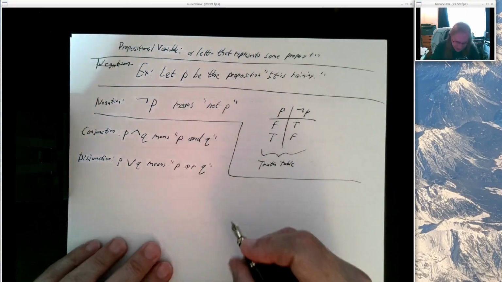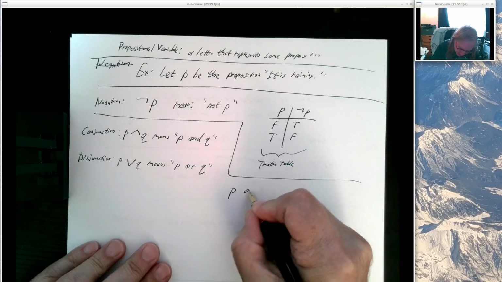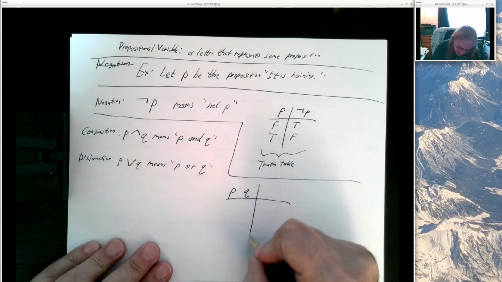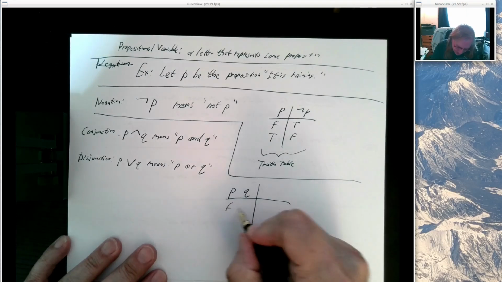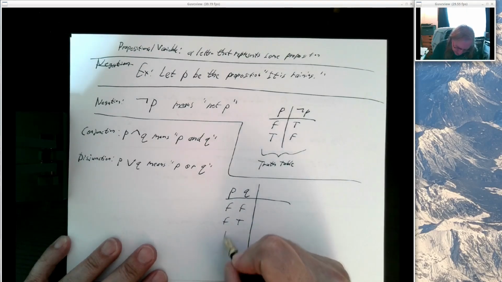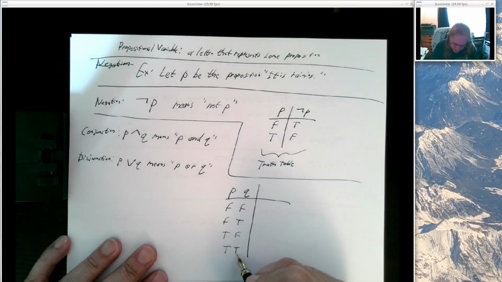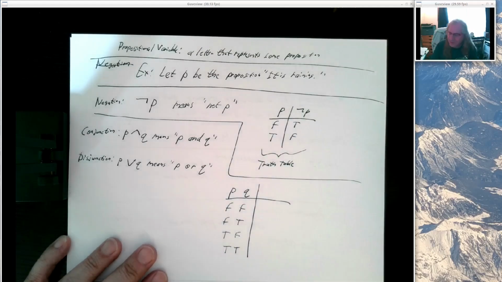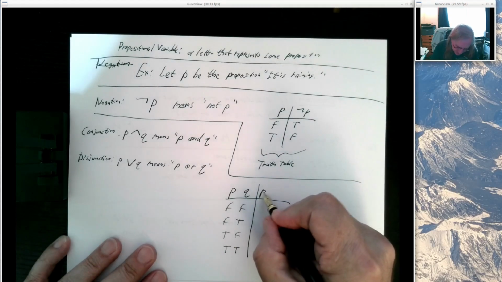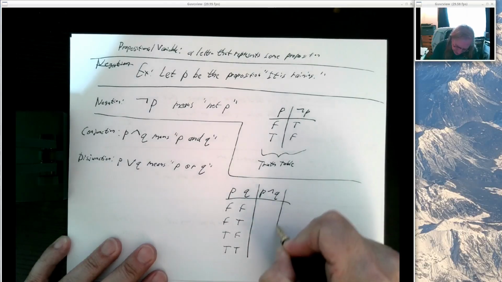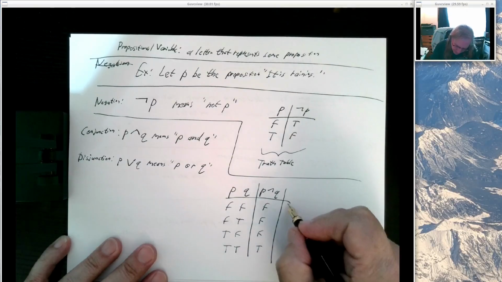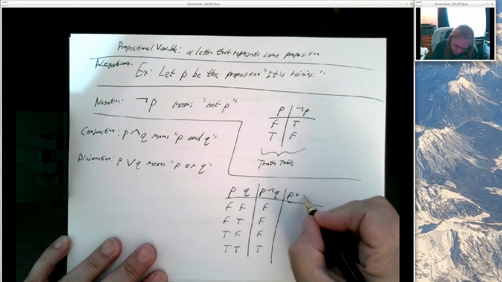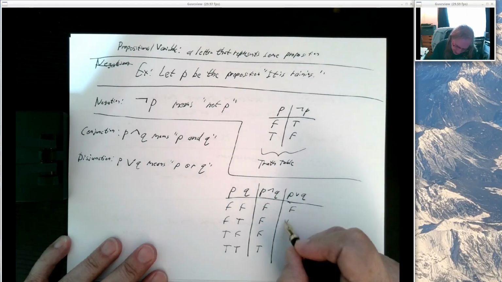And we can also write truth tables to explain how these operations perform. So if P and Q are propositions, they each have a truth value. There's 4 possibilities. They could both be false, they could both be true, or one could be true and the other false in 2 different ways. So the conjunction works like this, and the disjunction works like this.